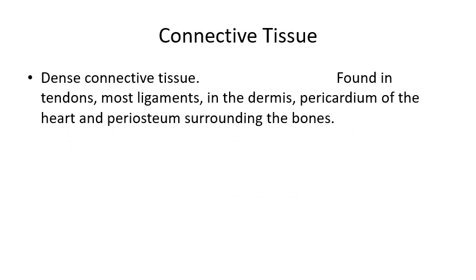Now, dense connective tissue. This is found in tendons, ligaments, the dermis part of our skin, the pericardium part of our heart, and the periosteum surrounding our bones. Dense connective tissue, a bit tighter, a bit tauter, a bit more dense.